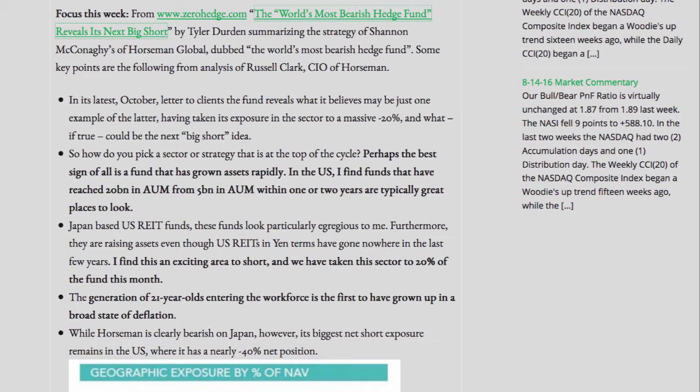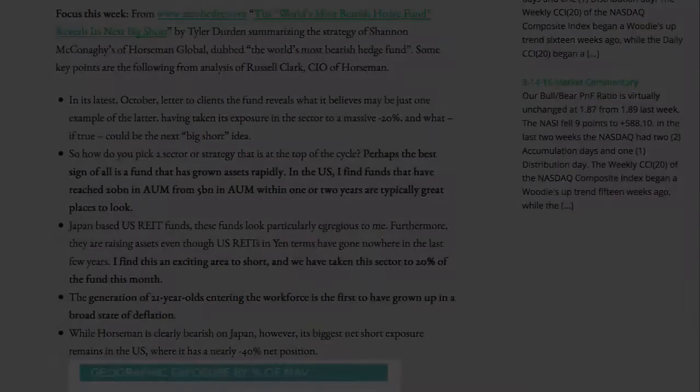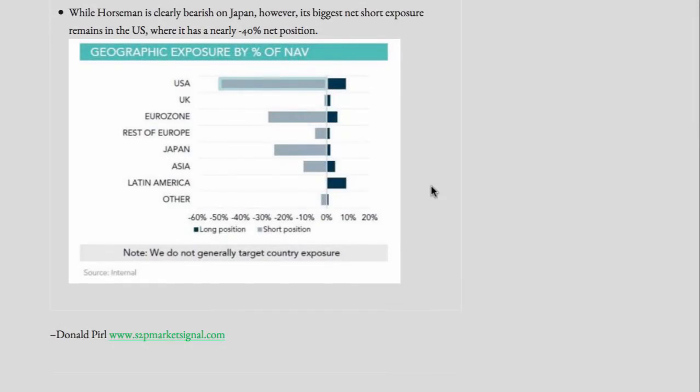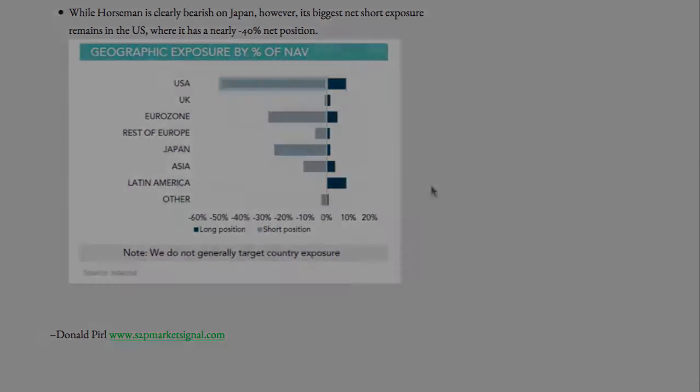The generation of 21-year-olds entering the workforce is the first to have grown up in a broad state of deflation. While Horseman is clearly bearish on Japan, however, its biggest net short exposure remains in the US, where it has a nearly minus 40% net position.